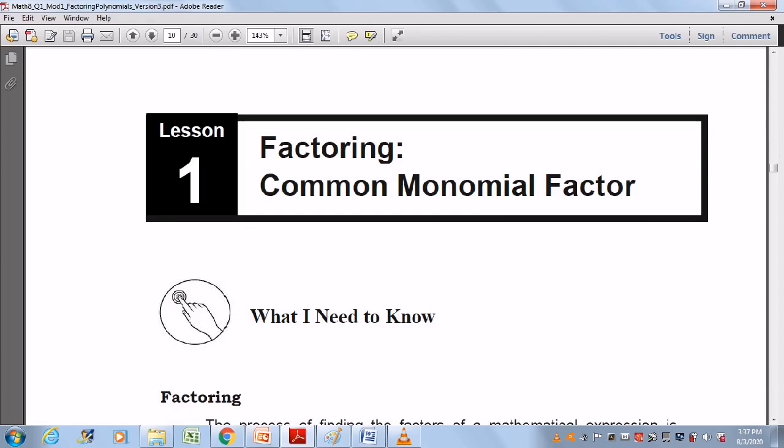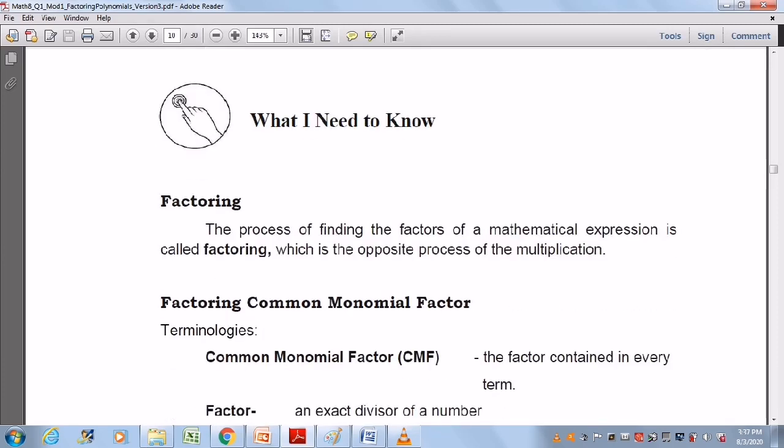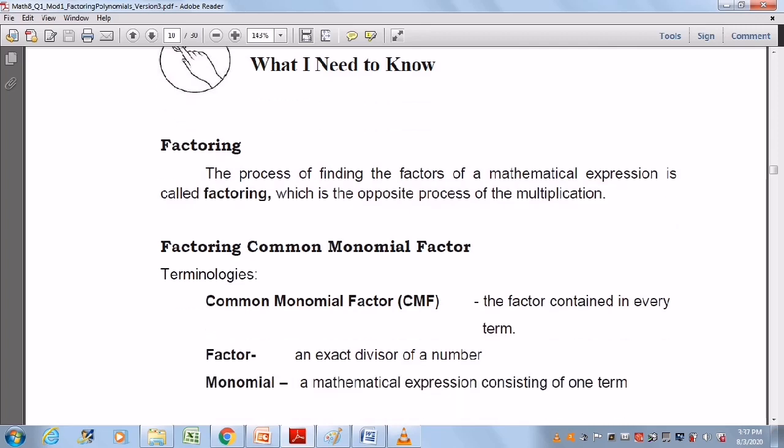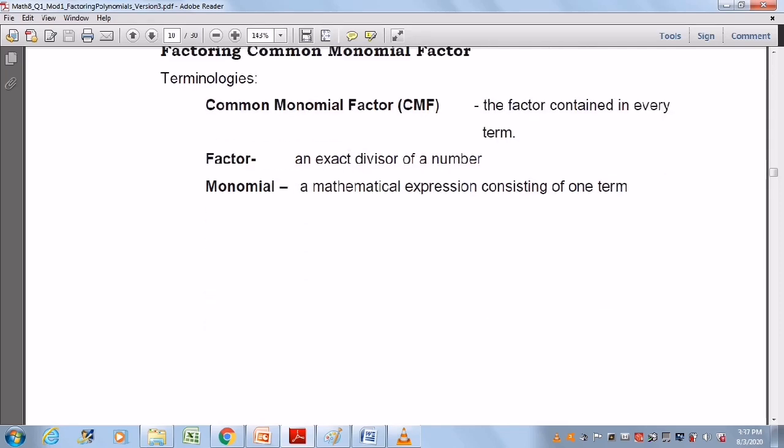So, ito na yung pinaka-lesson. Ayan, nakalagay dito, what I need to know, yung meaning lang ng factoring, and then the factoring common monomial factor, yung terminologies. Ayan. What do you mean by CMF? What do you mean by factor? And then what do you mean by monomial?